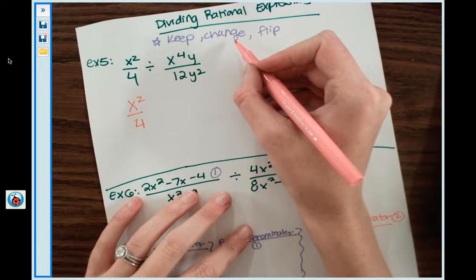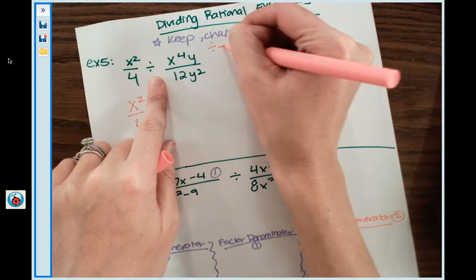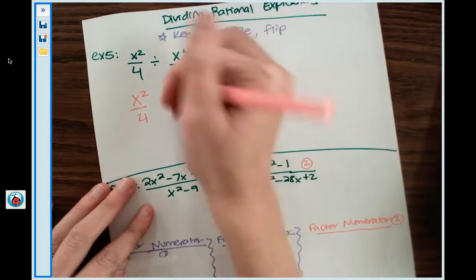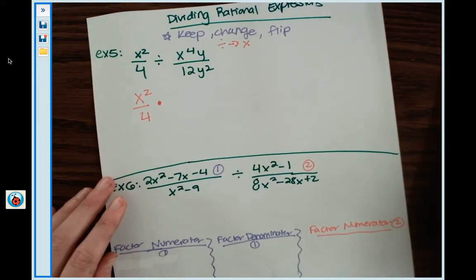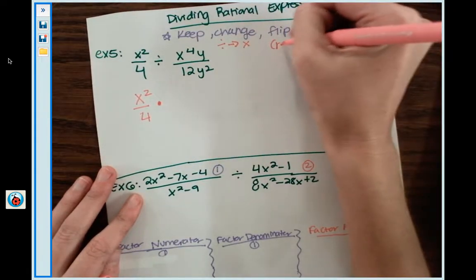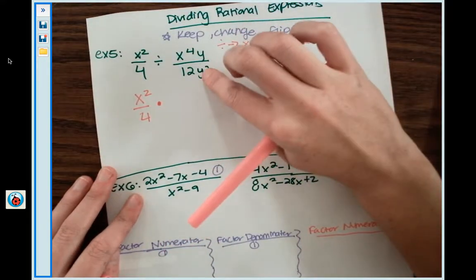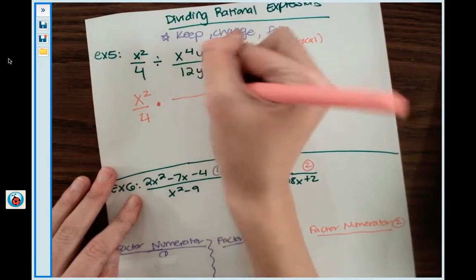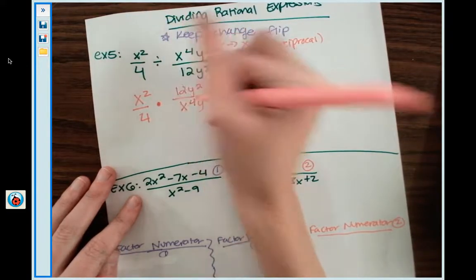Okay, what we change is the division symbol to multiplication. So division will turn into multiplication. I'm going to put a multiplication symbol, and I'm going to use a dot instead of an X, so it doesn't get too confusing. So times, and then flip: we are going to flip the second fraction, or find the reciprocal. So if I flip the fraction, the denominator will become the numerator, and the numerator will become the denominator. So that will turn into 12y squared over x to the 4th y.